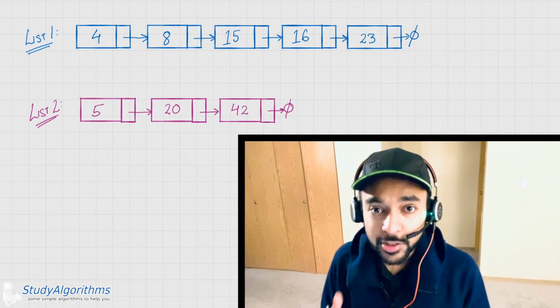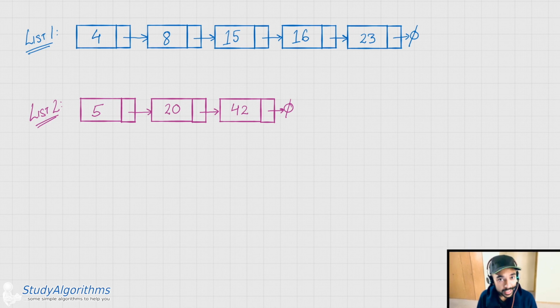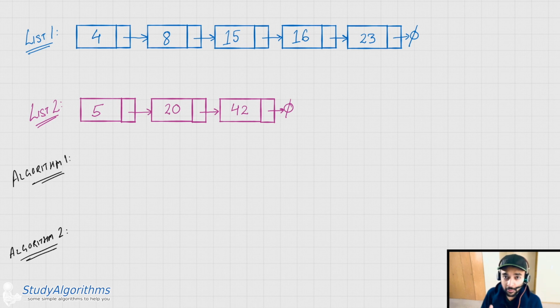Let us say you are given these two sorted linked lists, and your task is to merge these two sorted linked lists into a single list that is sorted in itself. Now, how do you go about doing that? We would be looking at two algorithms and then we would be comparing them. Now, each of these lists would be occupying some space in your memory, right?